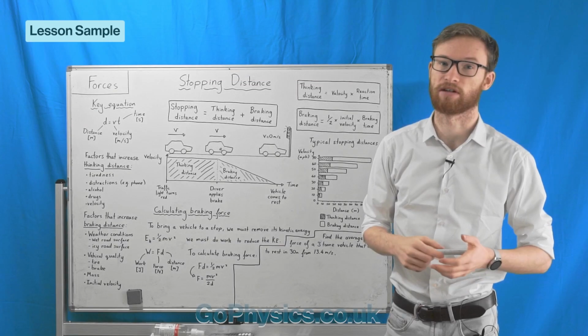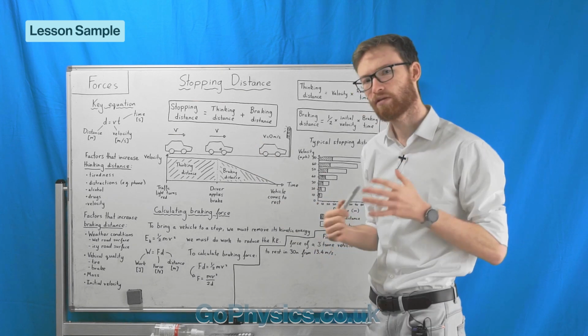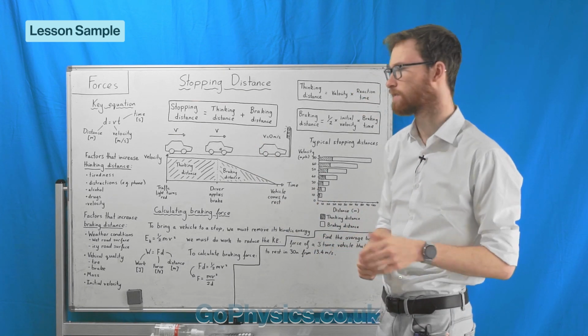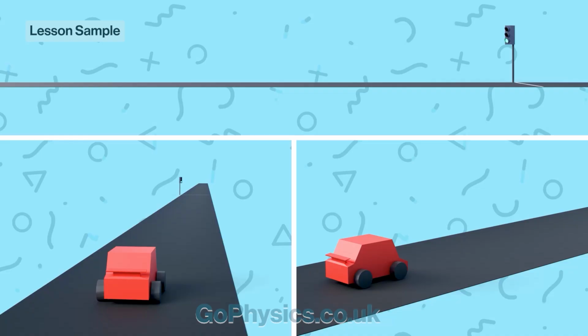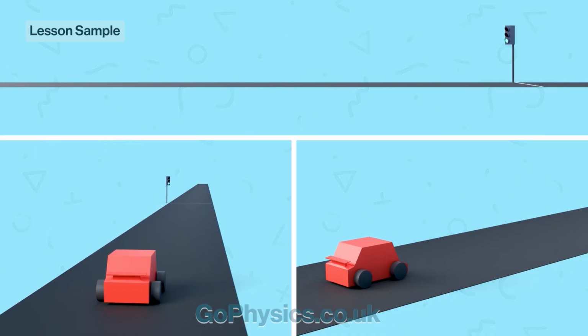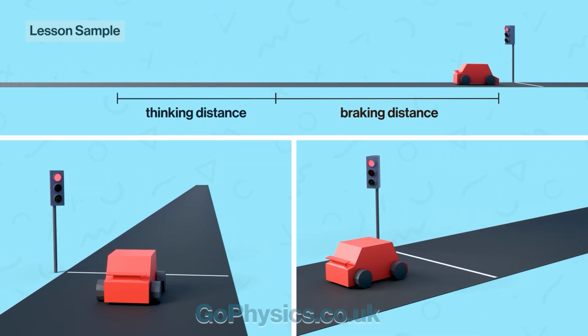What this allows us to do is calculate our thinking distance. But what exactly is thinking distance, and what is braking distance? Let's take a look at these two first. Thinking distance is the distance that is travelled by a vehicle before the brakes are applied.